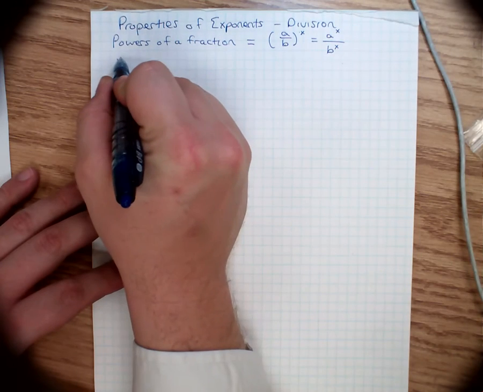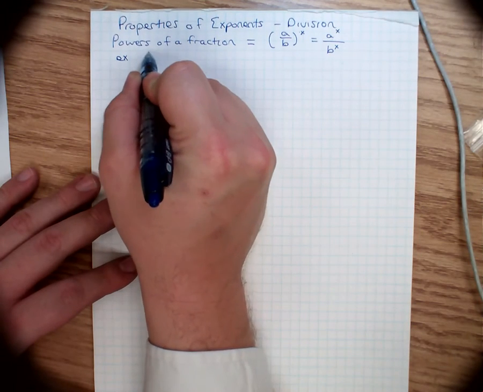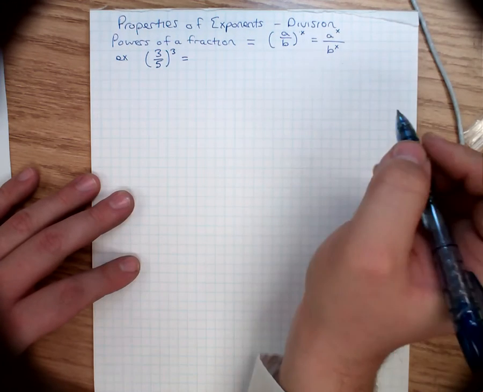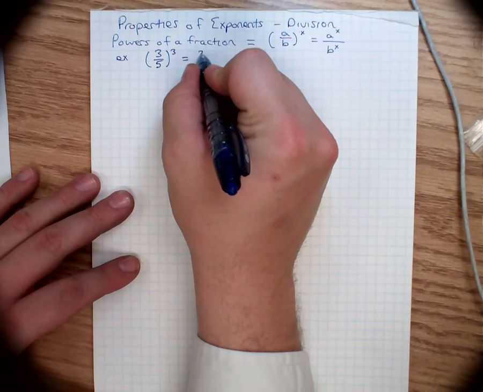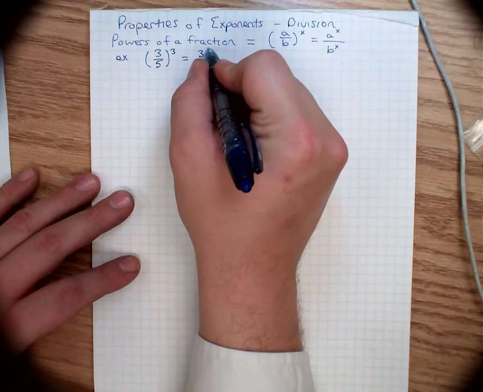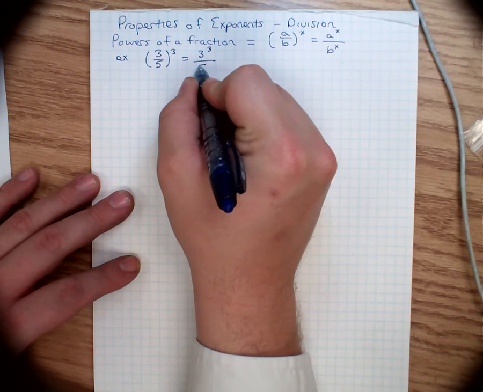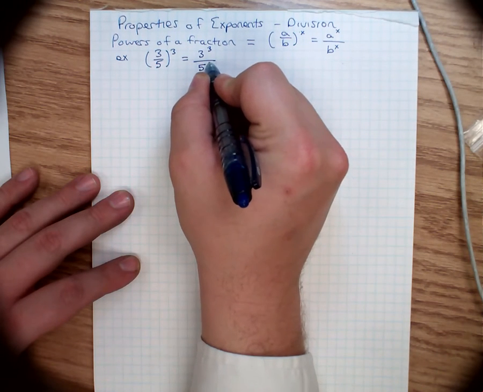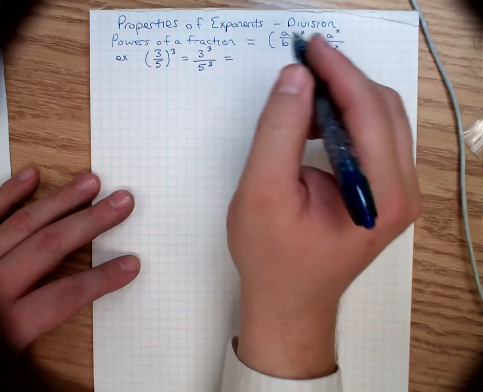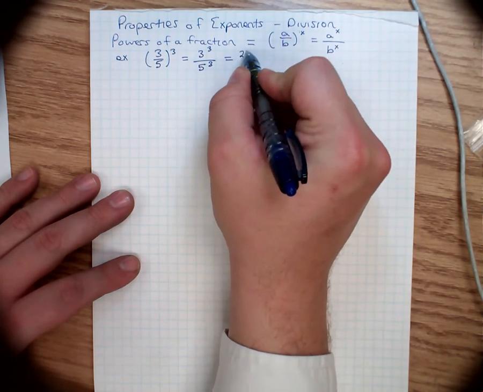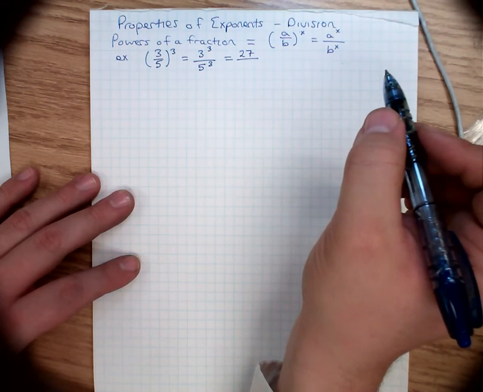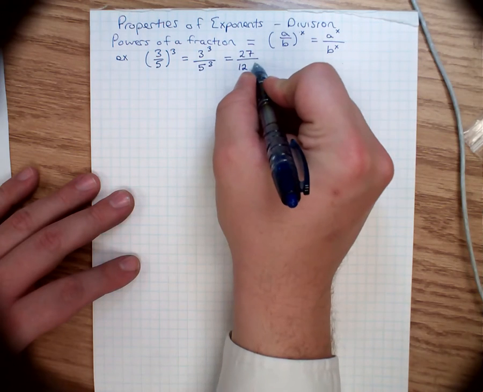So as an example, if I have 3 over 5 to the third power, I have 3 to the what power? The third. And 5 to the what power? The third. Okay? Now what you have to remember is that these are actual numbers. 3 to the third power is 27, and 5 to the third power is 125.